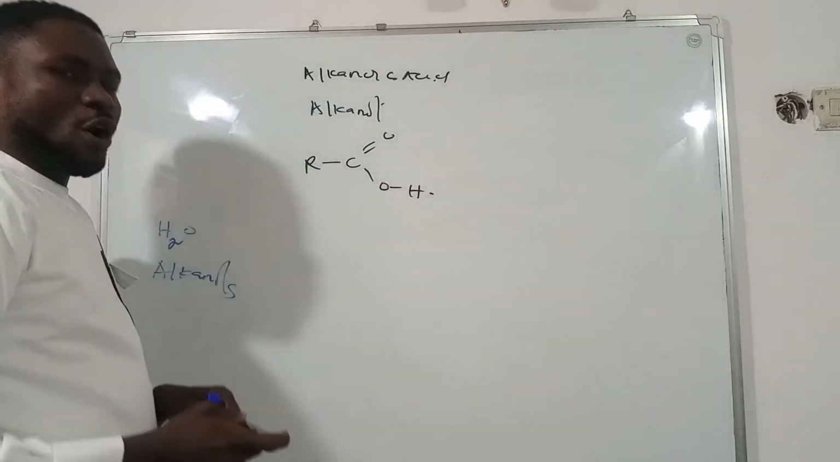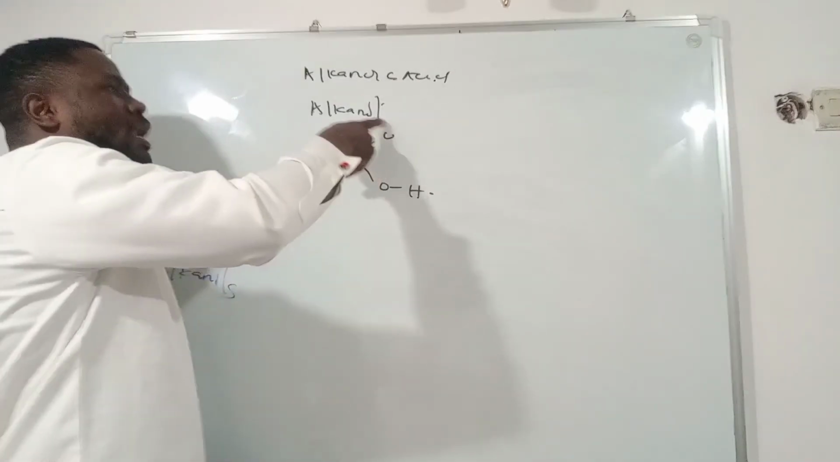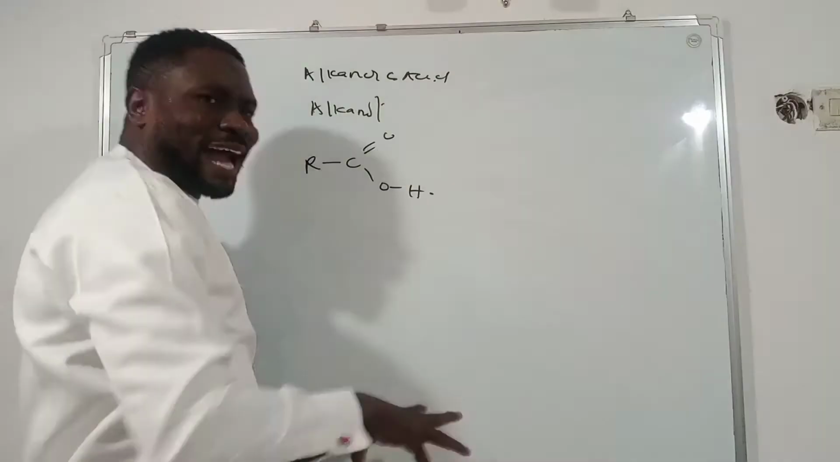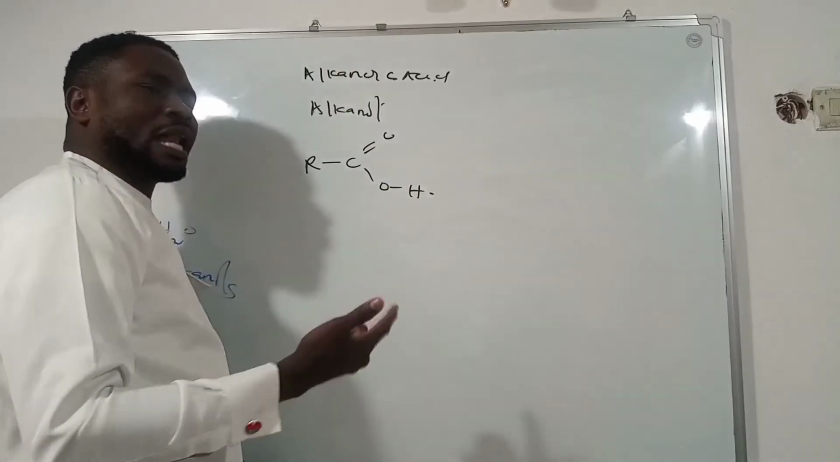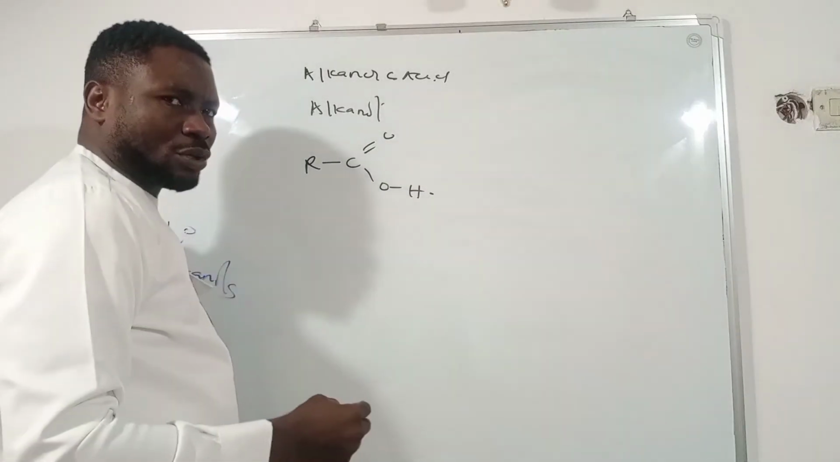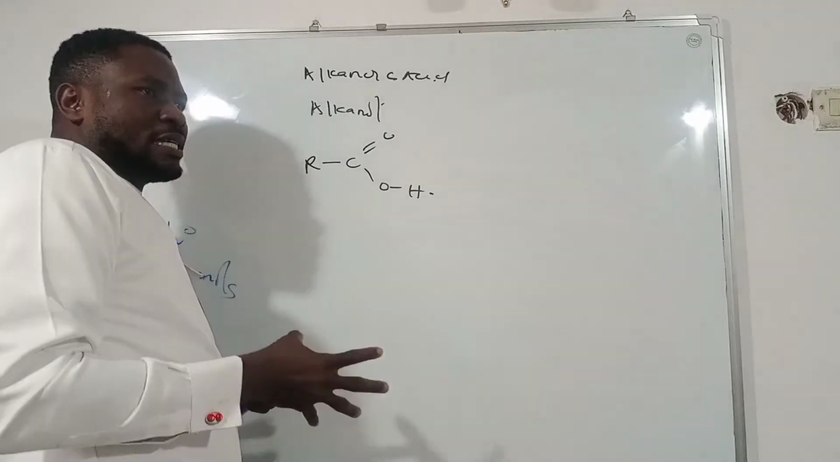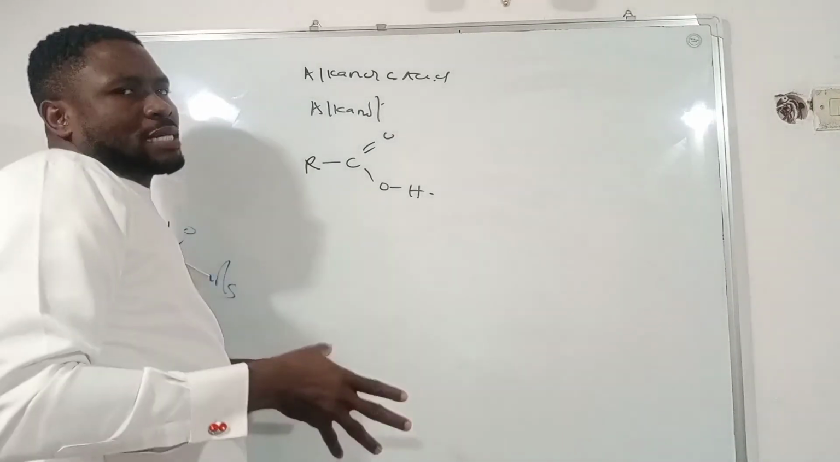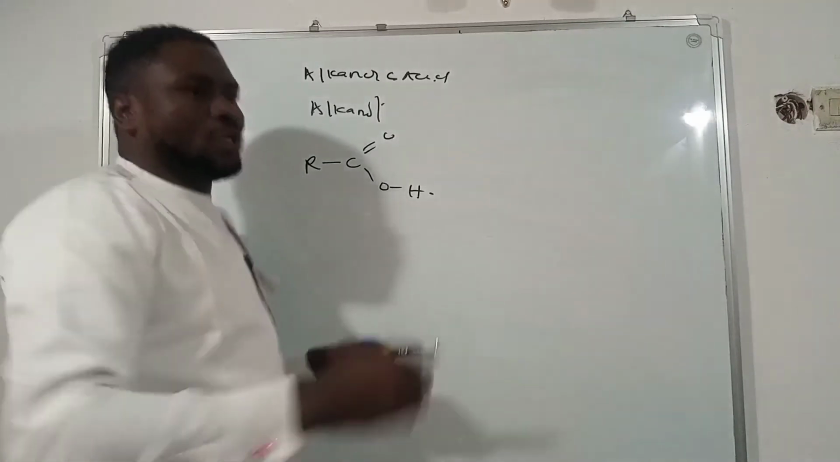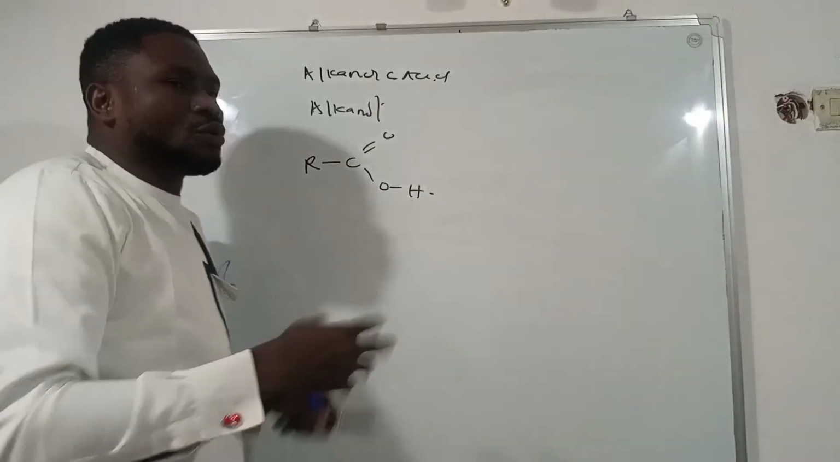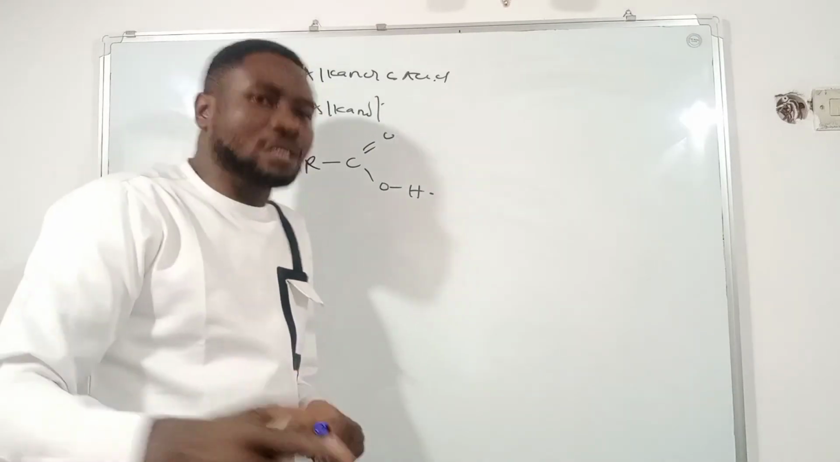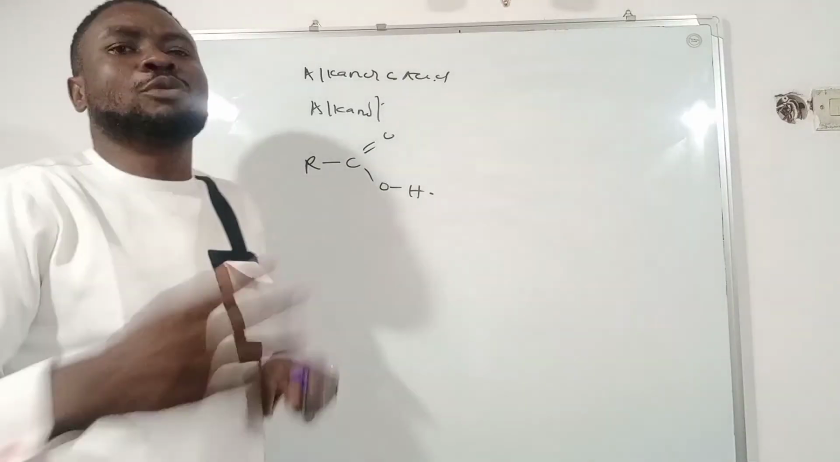This is the general formula of alkanoic acid. Now, if one alkanoic acid is to interact with another alkanoic acid, remember, in hydrogen bond, we are looking at what intermolecular interaction. So, one alkanoic acid, for example, ethanoic acid, wants to interact with another ethanoic acid, or ethanoic acid with propanoic acid, or propanoic acid wants to interact with butanoic acid.